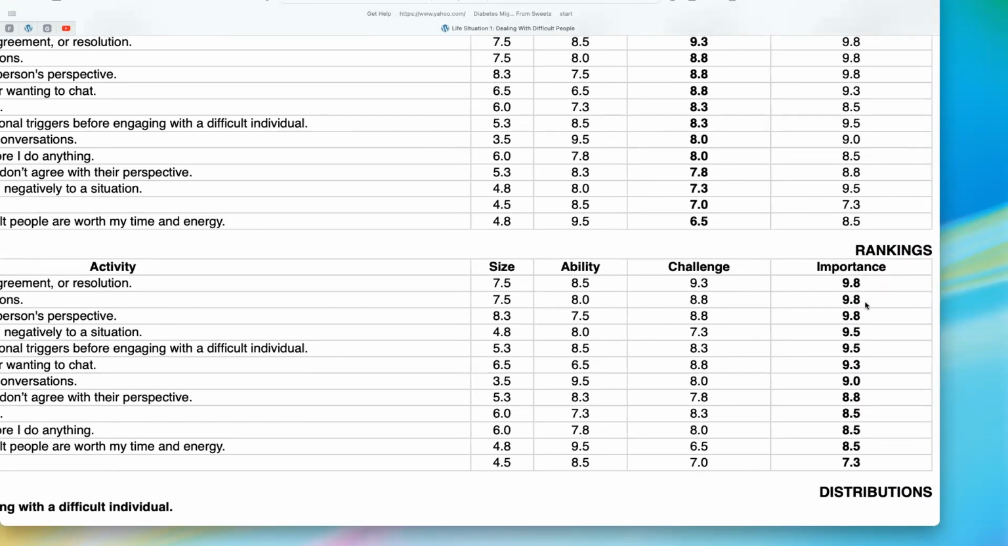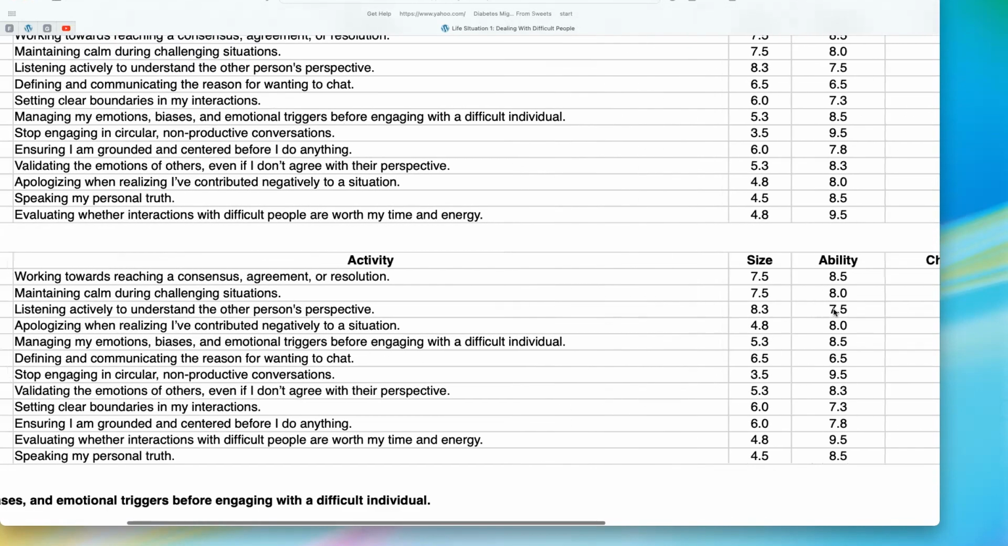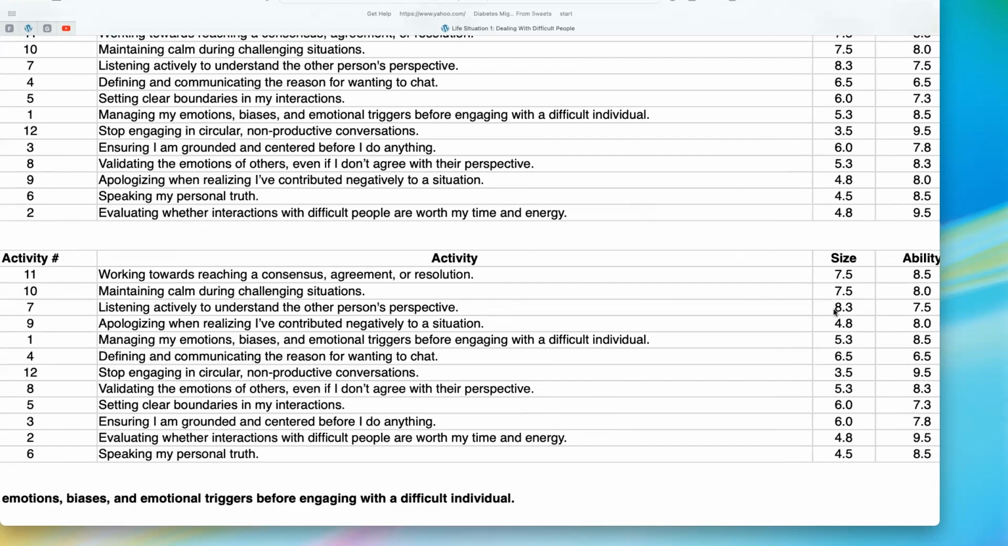Interestingly enough, 3 of them tied at 9.8. 9.8 is a significantly high level of importance. Now, it's not a 10, it's not an 11, it's not a 12. So 9.8, 9.8, 9.8. So what are these things? The things they considered most important, those of you who filled it out, were working towards reaching a consensus, agreement, or resolution, maintaining calm, and listening actively.